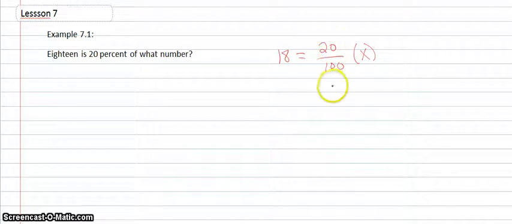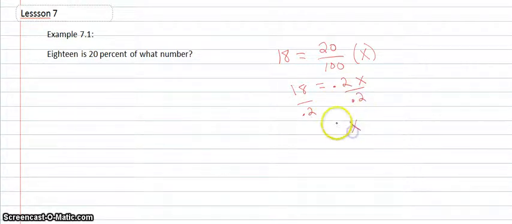Now 20 over 100 is the same as 0.2, so I could put 0.2 times x equals 18. And then just divide both sides by 0.2. So x equals 90. So 18 is 20% of 90.